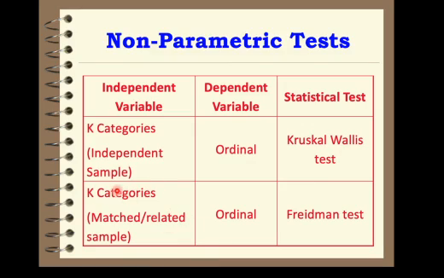And if we have K categories but they are matched, meaning they are measured more than twice, and the dependent variable is ordinal or interval, then the statistical test to use is Friedman's test. And if the dependent variable is a ratio scale measurement, then the statistical test is a repeated measures ANOVA, if you can recall. And Friedman's test is the counterpart of repeated measures ANOVA in a non-parametric test.